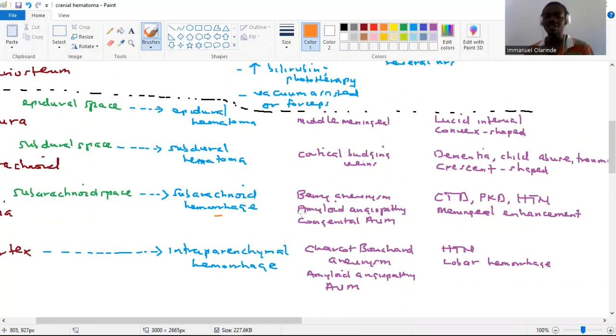You can see this in patients with connective tissue disorders, Marfan syndrome, Ehlers-Danlos syndrome, patients with autosomal dominant polycystic kidney disease, and patients with hypertension. They can develop subarachnoid hemorrhage, bleeding into that space. So that we should know.